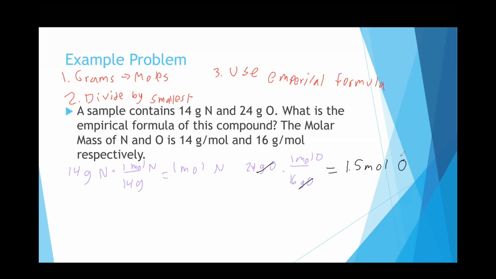So I'll stop here and let you guys try to do step 2 and step 3. I'll give you like 30 seconds. So dividing by the smallest number. And then in step 3, what I said about after you divide by the smallest number, making everything a whole number.